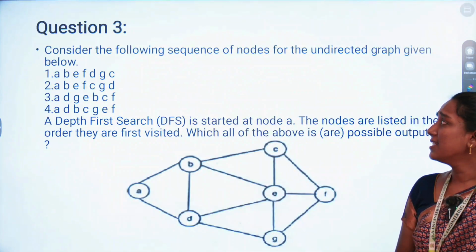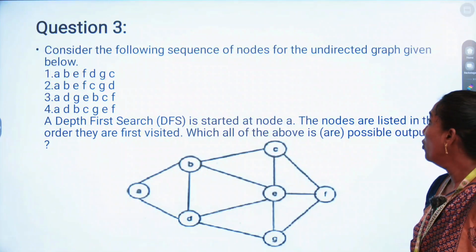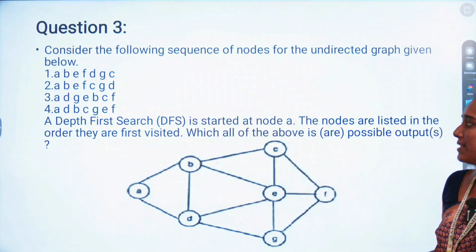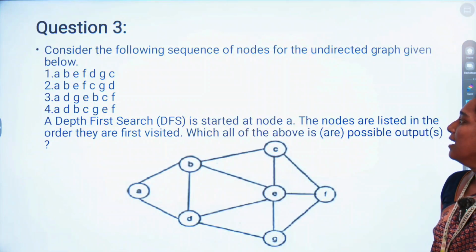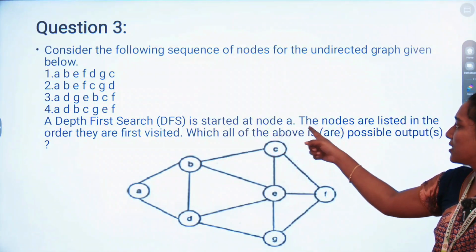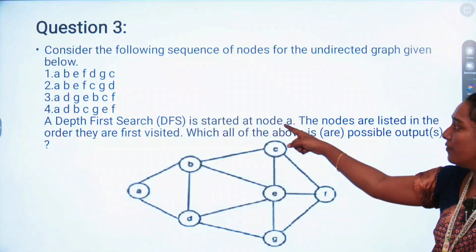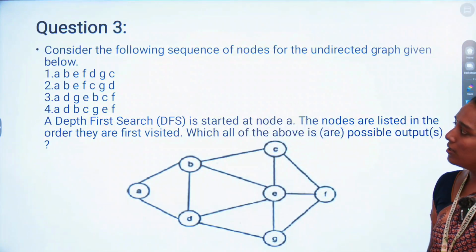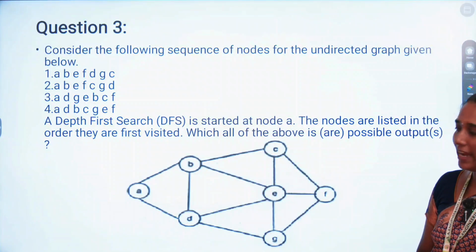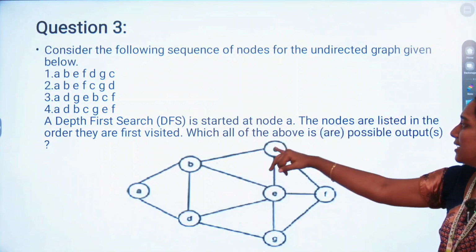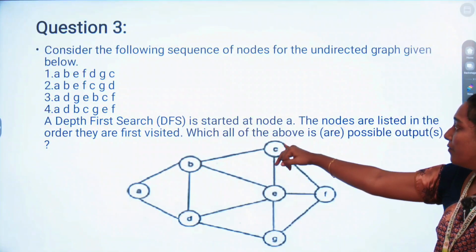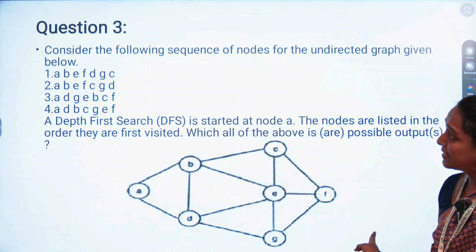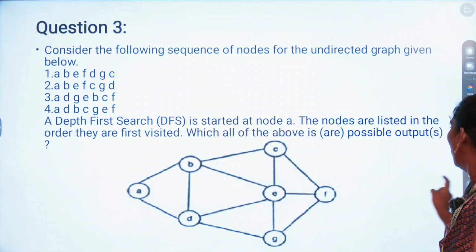Next question, consider the following sequence of nodes for the undirected graph given below. There are four options given here. The first is a depth first search starting with a node. They are given in the question itself, the node starts with A. All the options start with node A. The nodes are listed in the order they are visited first. Which of the above are possible outputs? So let us see the options one by one now.